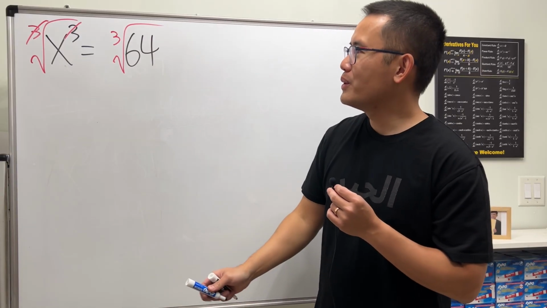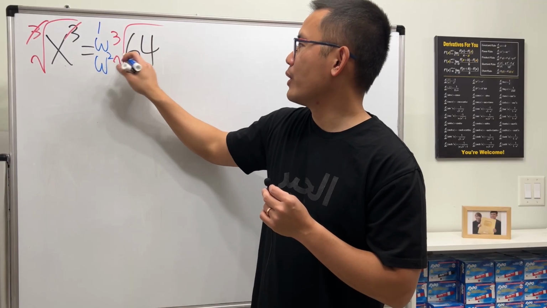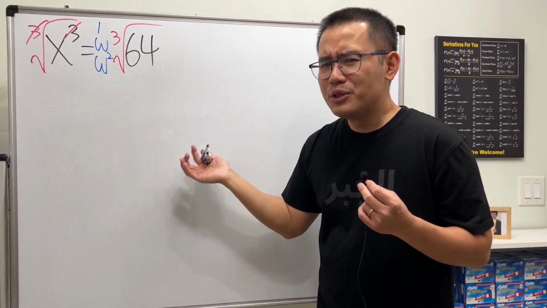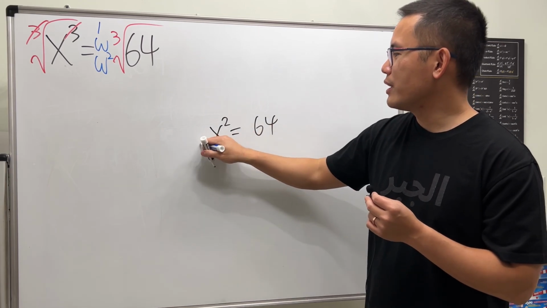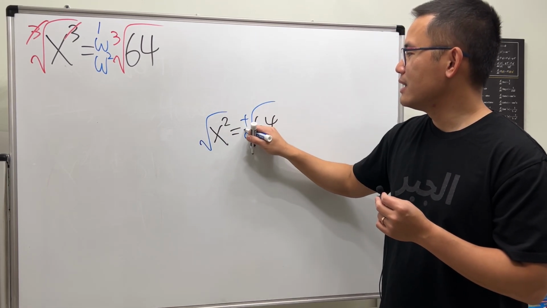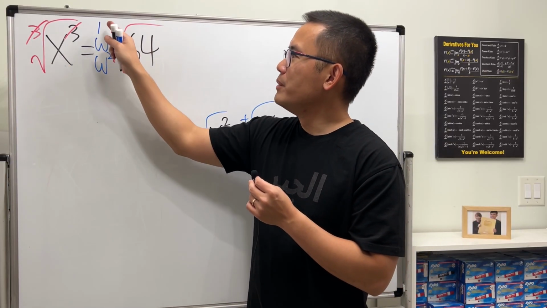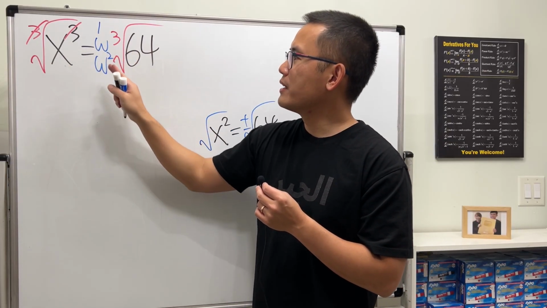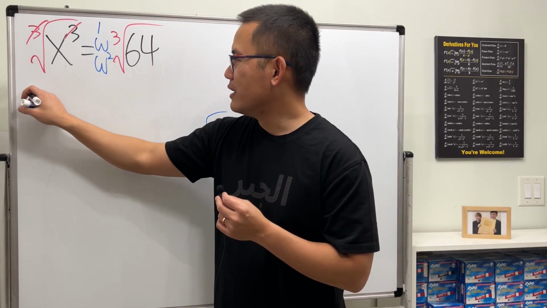Now, we are going to add 1, omega, and omega squared right here. This is just like, don't forget to put the plus or minus when you take the square root to both sides. When you take the cube root to both sides, make sure you attach the 1, omega, and omega squared. So you will end up with 3 different answers.